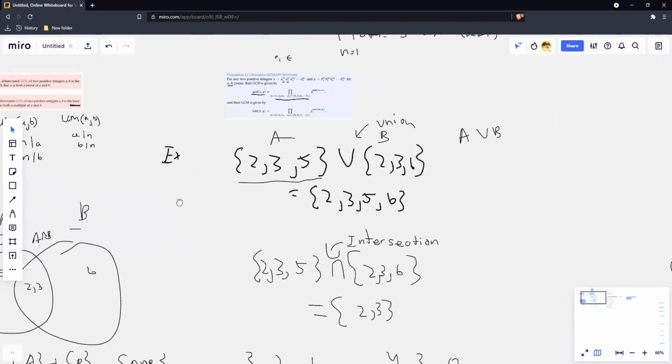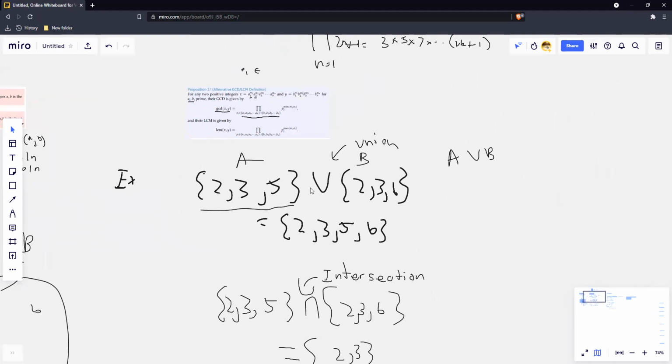Now let's see the example. Let's go back to the example. We're finding the union, basically all numbers covered in A and B counted only once. So it's 2, 3, 5, 2, 3, and 6. So 2, 3, and 5 covered here. Then we have 2, 3, but we already wrote it here, so we don't count that. And then we have 6. 6 is not in A, so we put it here.